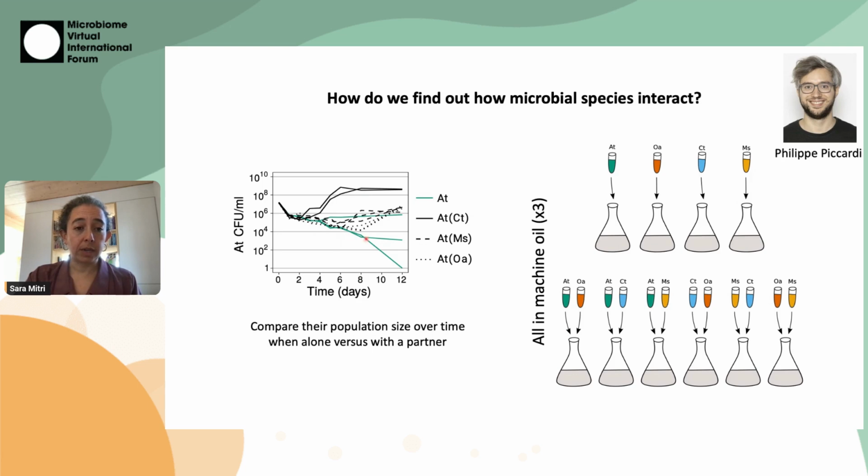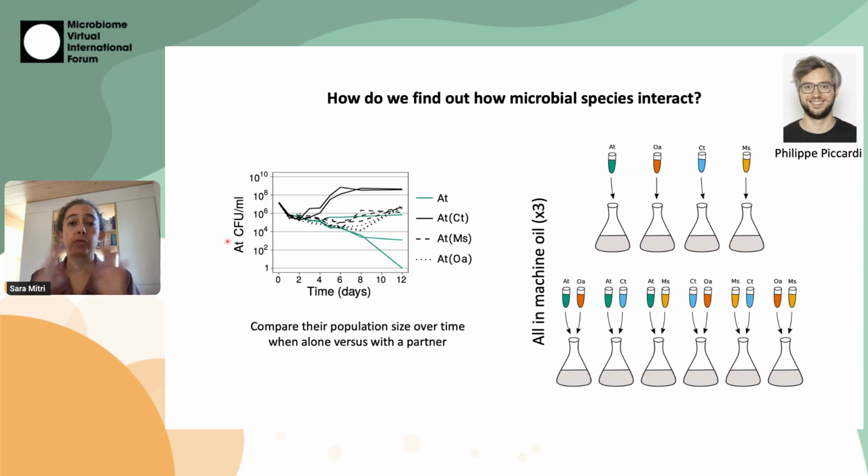So that's what you see in this example plot here. The green lines are AT when it's alone, and the different black lines are AT with each of the different partners. And you can see that the growth patterns do change over time. And this is just a batch culture, leaving the species to grow for 12 days. Okay, so when you have this kind of data, you could do this not just for AT, of course, but also for each of the other 4 species.